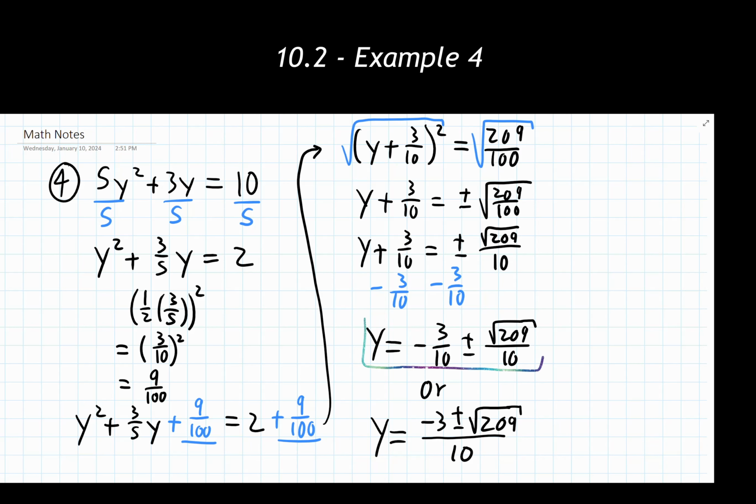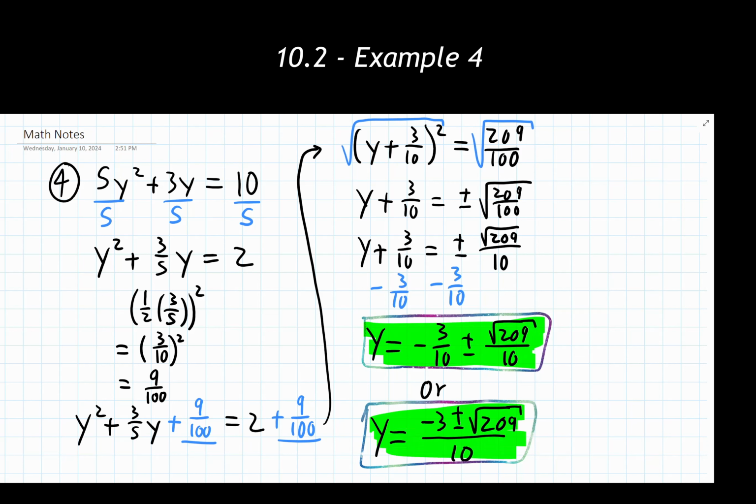So again, double check with your instructor, double check with the answer key of the book you're using or the online program if they prefer you to write your answer in one of these two forms. But either of these should work for our final answer here.